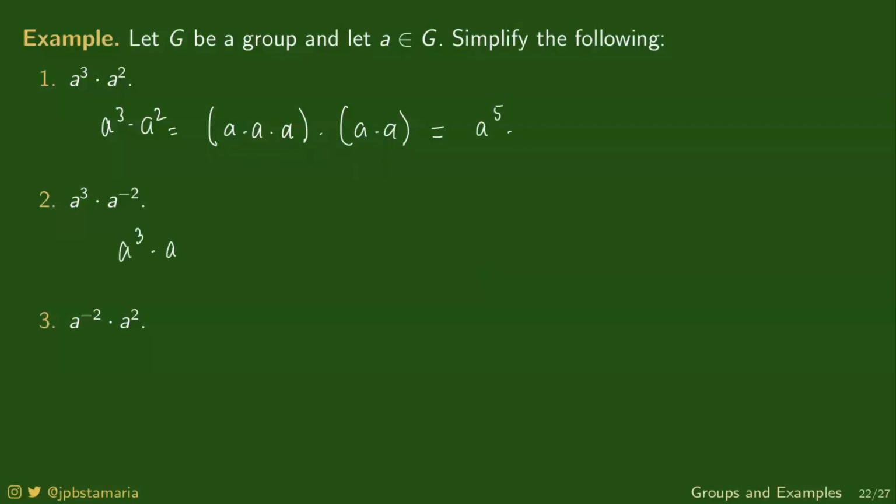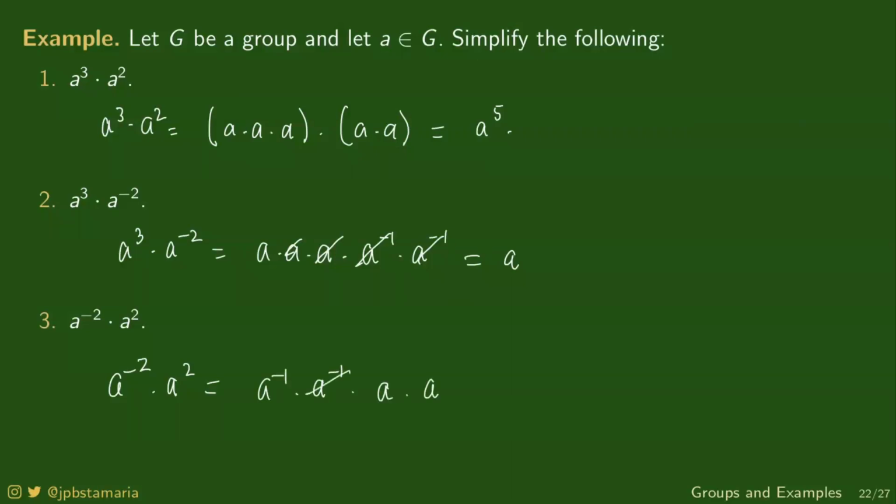Ito naman, 3 A, dalawang A inverse. Yun ang ibig sabihin ng A to the minus 2. Magka-cancel to, may maiiwan isang A. Paano pag A to the negative 2 times A squared? Ang ibig sabihin niyan, dalawang A inverse, dalawang A. Magka-cancel, magka-cancel. Ay, wala natira? Meron. Identity. Okay ba tayo? Okay ba tayo dito?